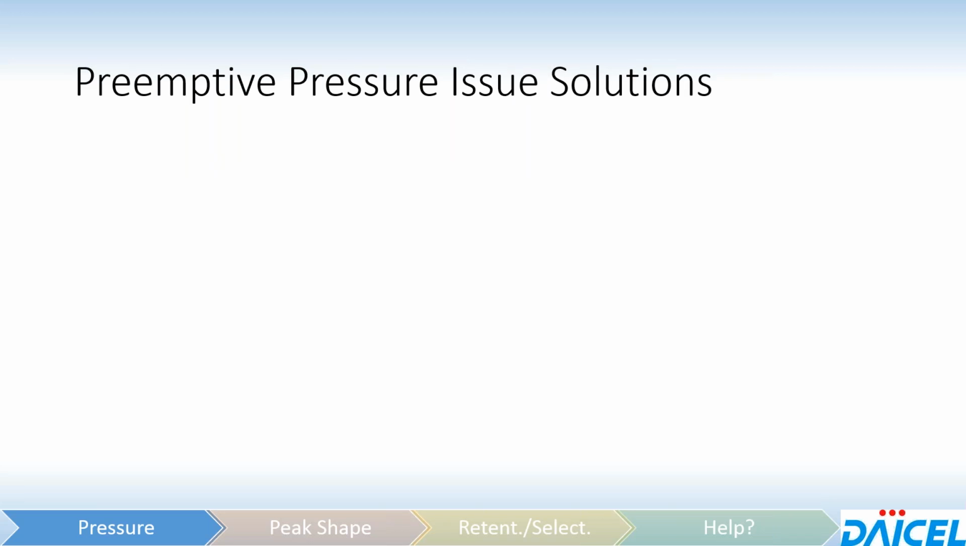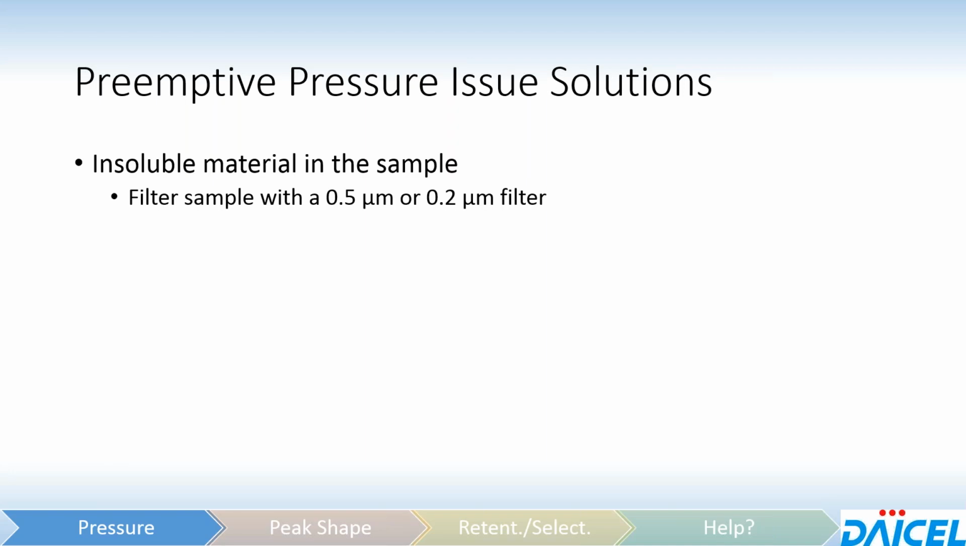How can you preemptively prevent these pressure issues from occurring? Well, if you have insoluble material in the sample, one of the best things to do, and actually this is good practice even if you don't have insoluble material in the sample, is make sure that you're filtering your sample solution and filtering your mobile phases as well through a 0.5 micron filter. Or if as you're mixing up your solution for your sample and you still see some turbidity, some cloudiness, you might need to go to a smaller micron size filter, something like 0.2 micron instead.